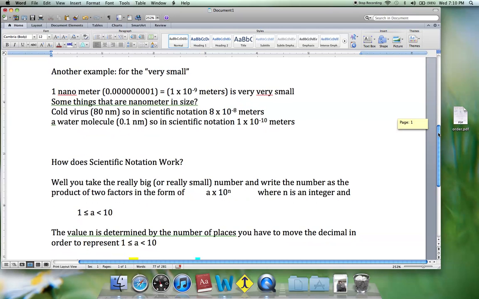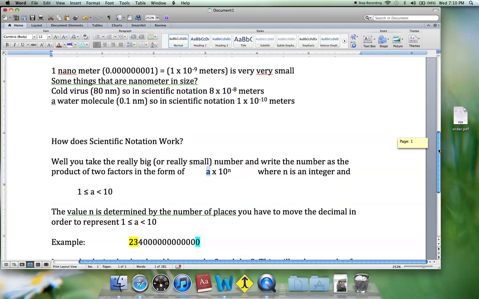The value for n is determined by the number of places you have to move the decimal in order to get that value for a to be greater than or equal to 1, but less than 10. So we have to move that decimal a certain number of places to get that number.